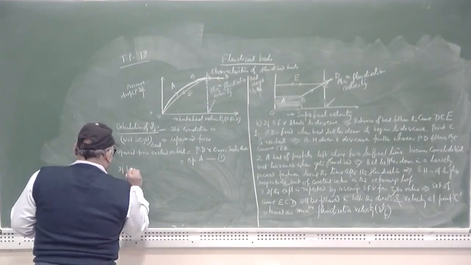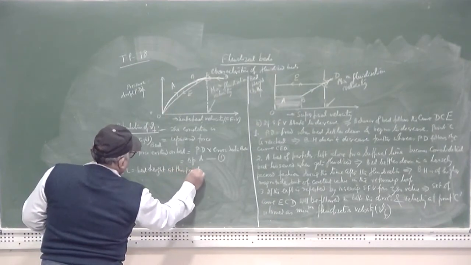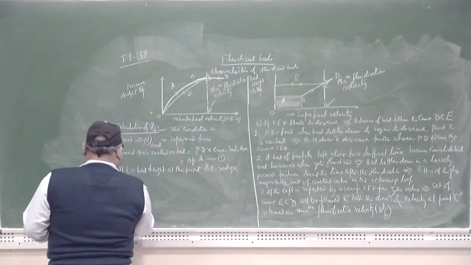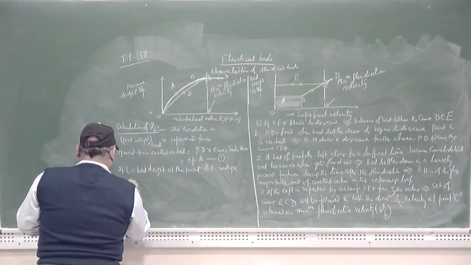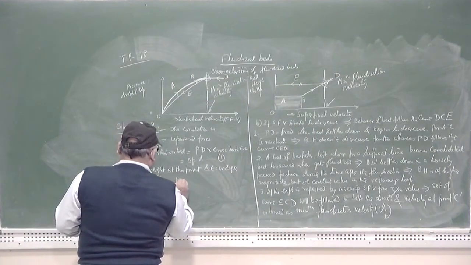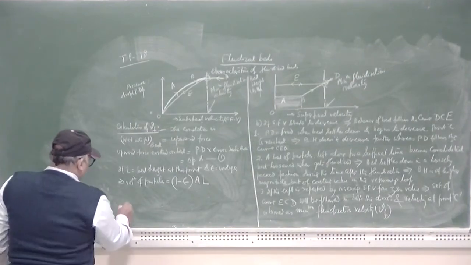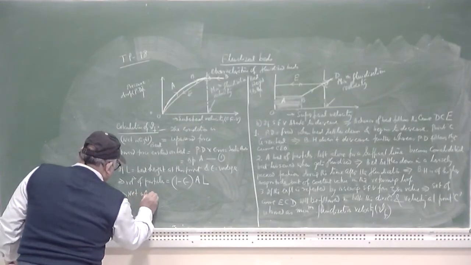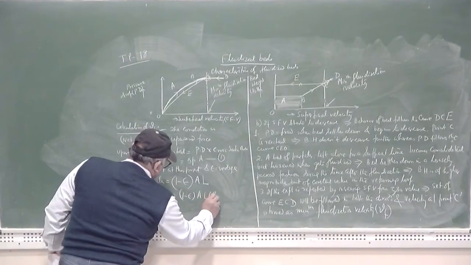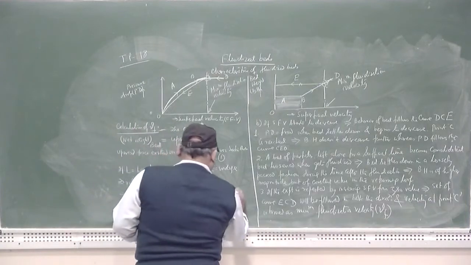If L is the bed height at this point, and epsilon is the voidage, then the volume of the particles from which bed has been formed will be equal to 1 minus epsilon into A into L. So the net weight of bed will be equal to the volume 1 minus epsilon into A into L into the density difference of the particle minus density of the fluid, rho P minus rho F, into G.